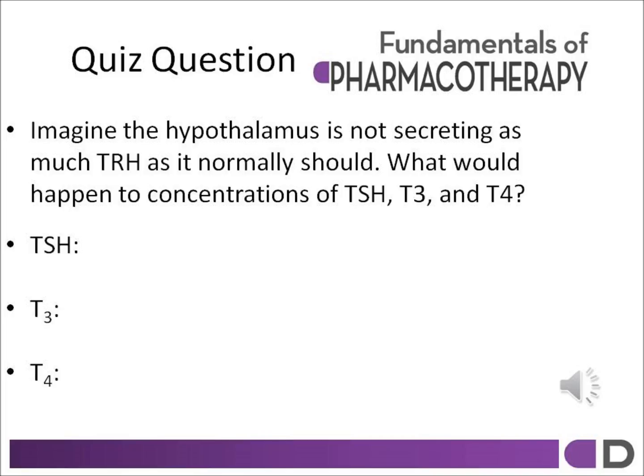So if there's not enough TRH, then there would be less TSH, because the thyroid releasing hormone is not telling the pituitary to release the thyroid stimulating hormone. So if there's less TSH, then there would be less T3 and T4 because the TSH is not telling the thyroid to release T3 and T4. So the concentrations of all three hormones in this situation would decrease. This would be a very rare case, but it helps us think about the interplay between the hormone levels.